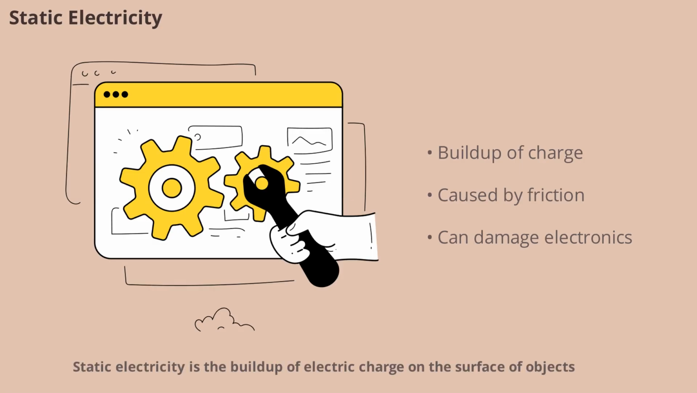and buildings. Static electricity is the buildup of electric charge on the surface of objects, often caused by friction. It can cause small shocks when you touch a doorknob or make your hair stand up after removing a hat. While usually harmless, static electricity can sometimes damage sensitive electronic components, so precautions are taken in certain environments.